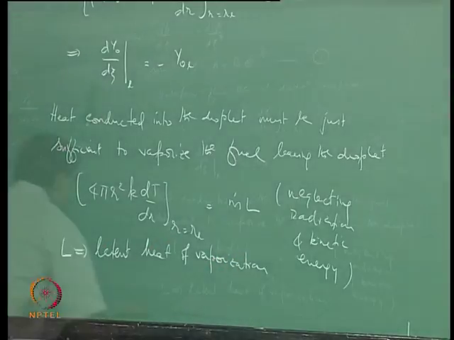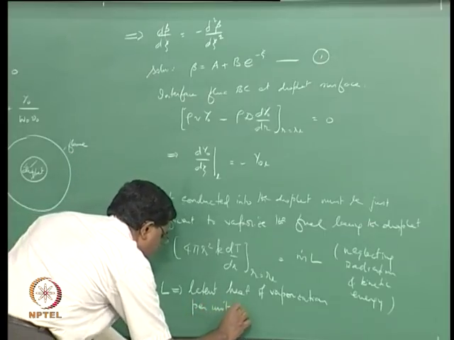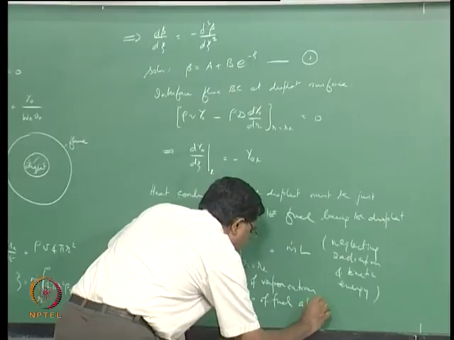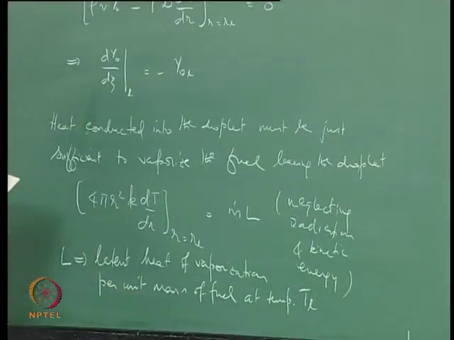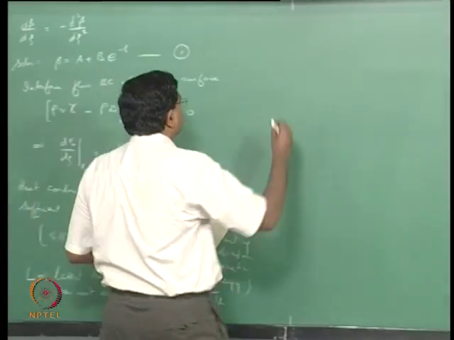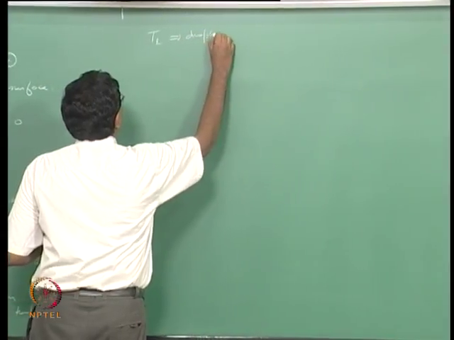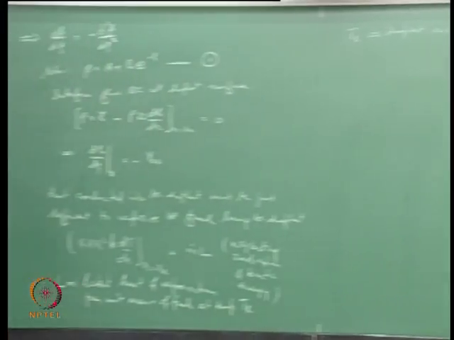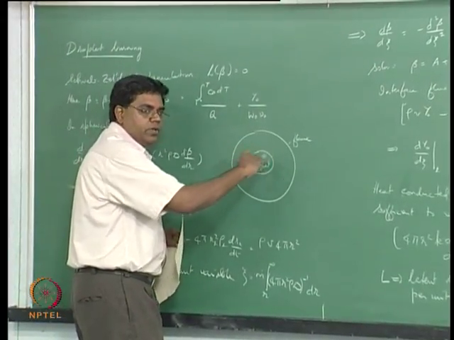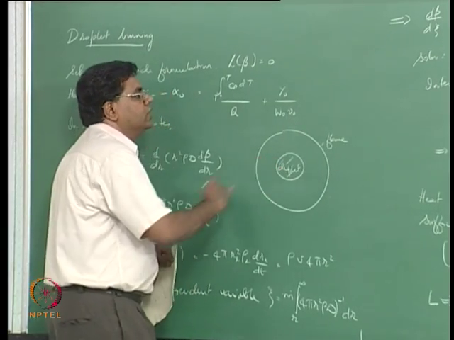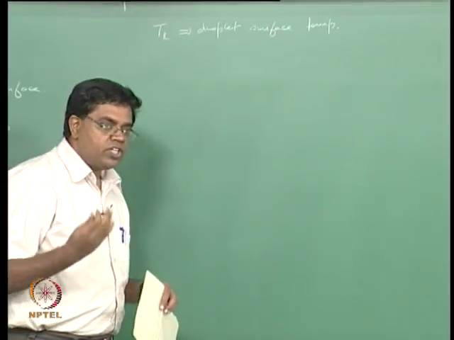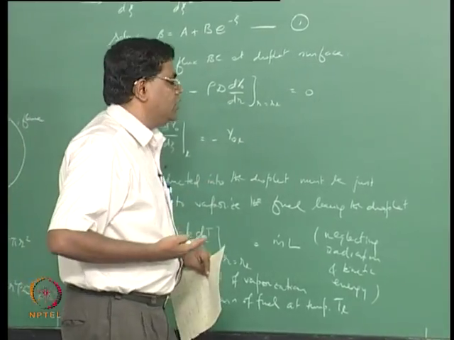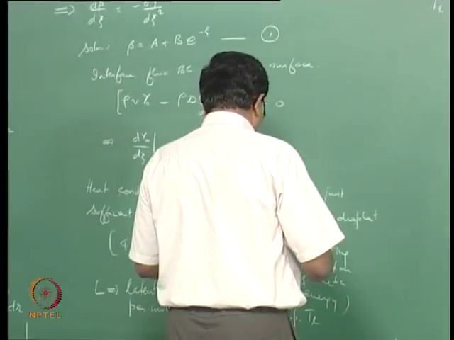Latent heat of vaporization per unit mass of the fuel. Fuel at the temperature TL, let us say that is the droplet surface temperature, TL. As I said, if the droplet is reasonably small and you have a thermal equilibrium within the droplet, the temperature is going to be pretty much the same at TL. Whatever is the surface temperature is going to be the same uniformly throughout. At the moment, we are not really interested in what's happening within the droplet, and that is the reason why we are assuming this is sufficient. That means we are not going to have any further heat conduction after the latent heat has been removed.